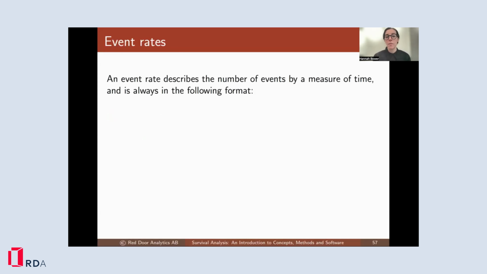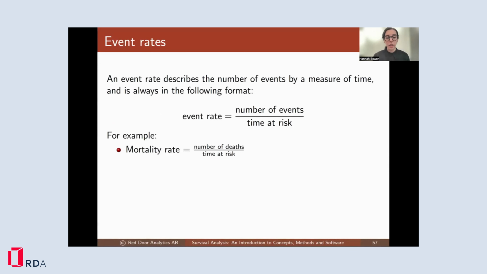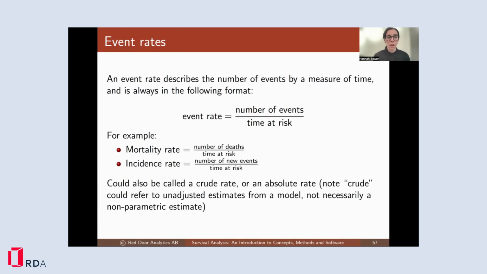An event rate describes a number of events by a measure of time and is always in the following format: the event rate is equal to the number of events divided by the time at risk. If, for example, we're looking at a mortality rate, this is the number of deaths divided by the time at risk. An incidence rate is the number of new events divided by the time at risk. And this event rate could also be called a crude rate or an absolute rate. But note also that crude can also refer to unadjusted estimates from a model, not necessarily a non-parametric estimate as we have here.